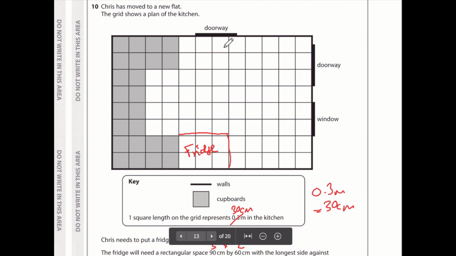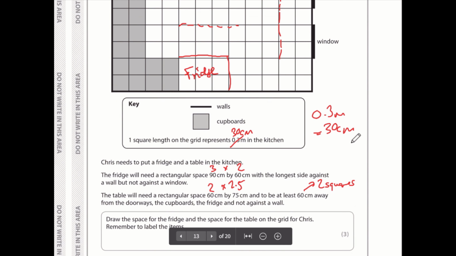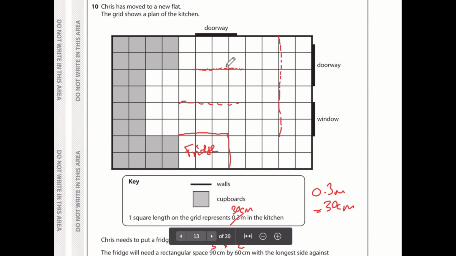If it's 2 squares away from the doorway, it must be to the left of this line, and it also must be the same distance away from the fridge, so it must be above this line. What were the dimensions of it again? It was 2 by 2.5. So I can just draw 2 by 2.5 like so, and that is our table.